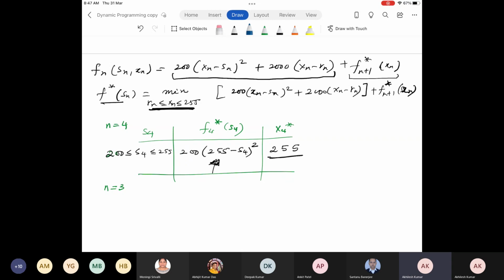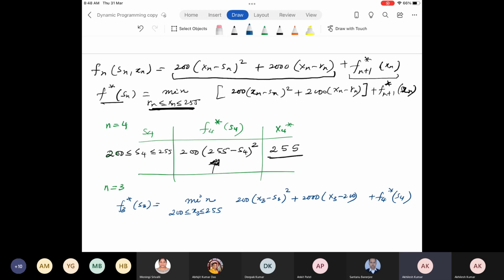So what is my F3 star of S3? Minimize 200 into (x3 minus s3) whole square plus 2000 (x3 minus 200) plus f4 star of s4. See if this makes sense.